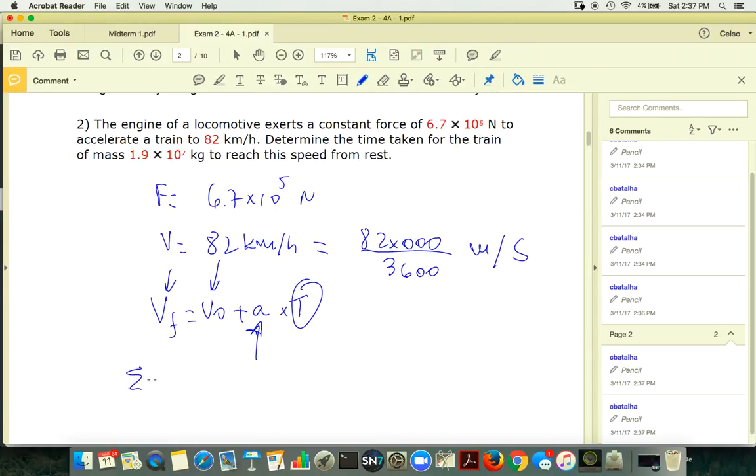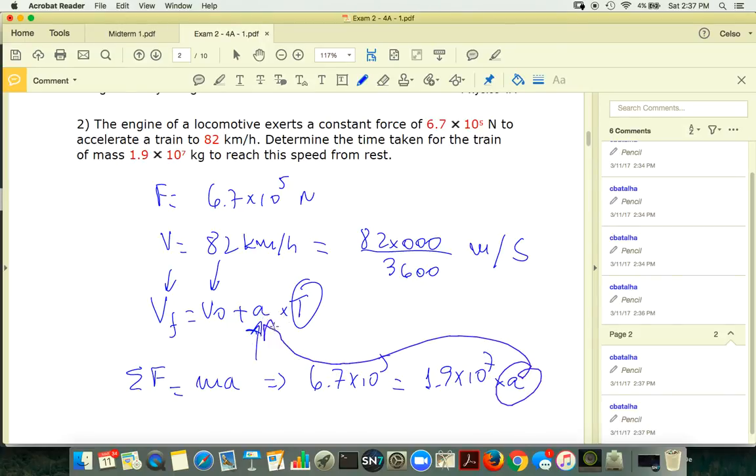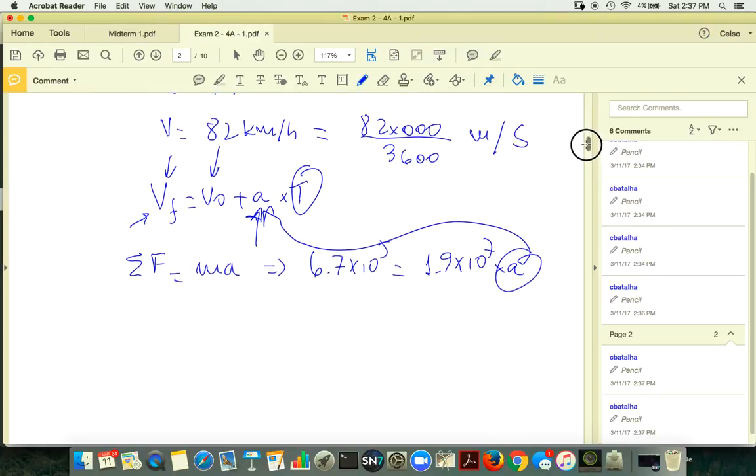Newton's second law, sum of forces is equal to ma, and then you have your force is equal to the mass times acceleration. So find your acceleration, plug it in there, and since you have this, you can get your acceleration. Okay.